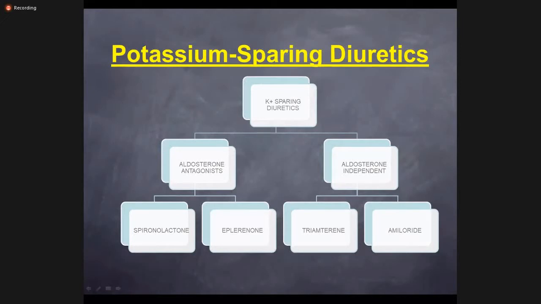So in that situation, we are going to use the potassium sparing diuretic to avoid the toxicity of digoxin, especially if a patient is on digoxin therapy in the treatment of heart failure, right? So potassium sparing diuretics are divided into two major groups: aldosterone antagonist, and the second group is the aldosterone independent.